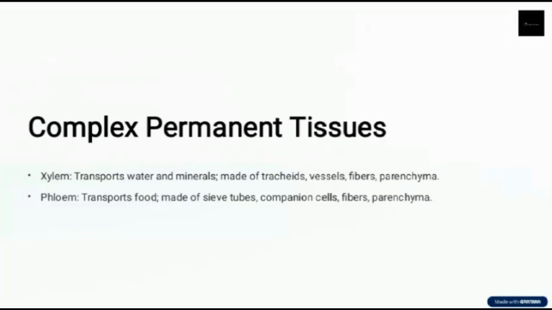food. The xylem is made up of tracheae, vessels, fibers, and parenchyma. These are cells. Whereas the phloem is made up of companion cells, fibers, parenchyma, and sieve tubes. You are not to concern yourself with the structure. You don't need to memorize structure here.